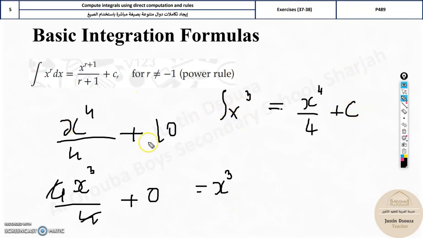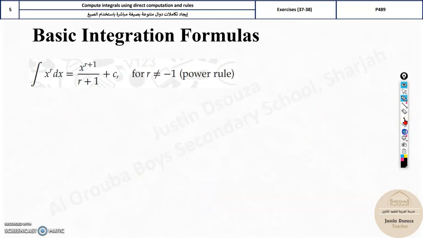So these are inverse of each other. When you derive one thing, whatever the answer you get, when you integrate that answer, you should get the derivative of the question. It's basically inverse of each other. So that's about power rule, and that's about C as well, the constant.